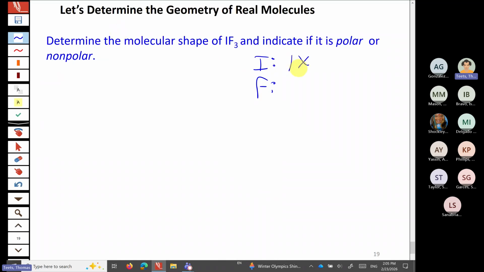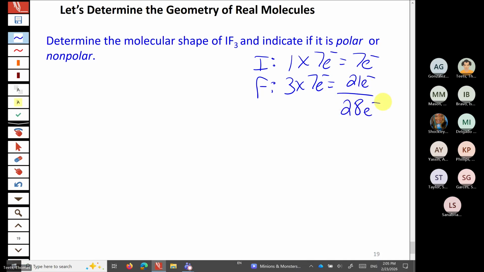So 7 from the iodine at the center, 7 from each of the fluorines. So this comes out to 28 electrons around the center atom.